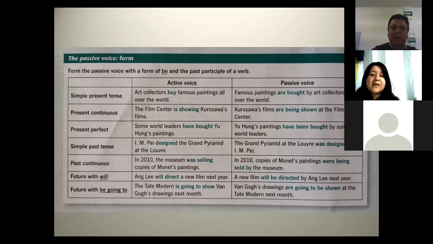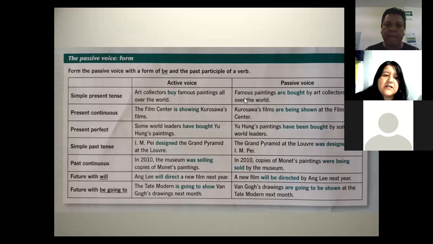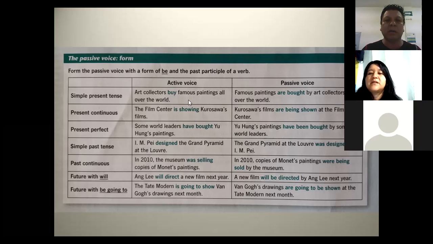But if we change to the passive, remember, we're going to use the form of be and the past participle. Gloria, can you read the passive voice of this sentence? Yes, teacher. Famous paintings are bought by art collectors all over the world. Look, the art collectors buy, this is the subject in the active, but in the passive voice, we change. Famous paintings are bought by art collectors all over the world.